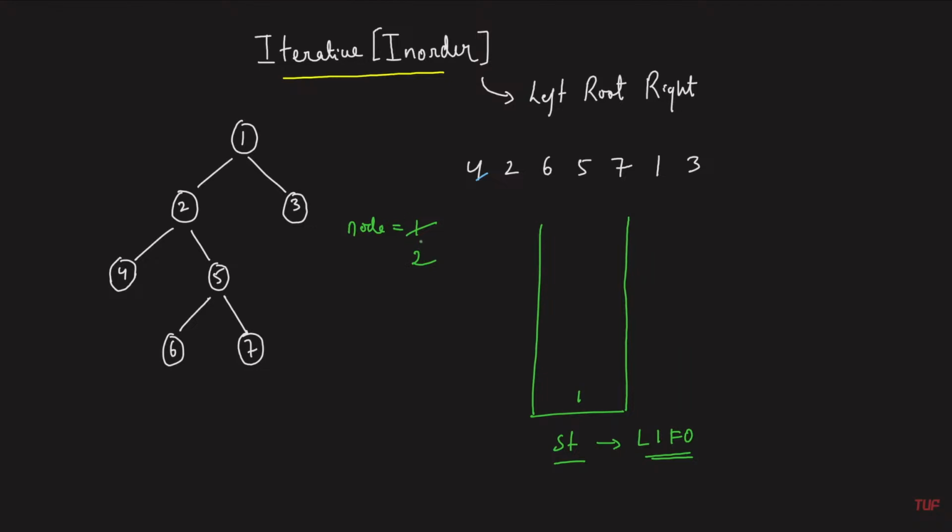Now, in the next iteration, you come to 2 again. Same thing, take it and put it into your stack. And now it's time to move to the left. Similar to recursion, I'll move to the left.